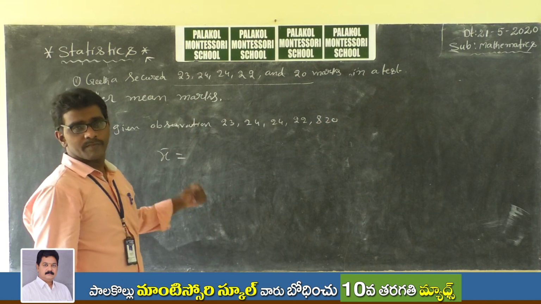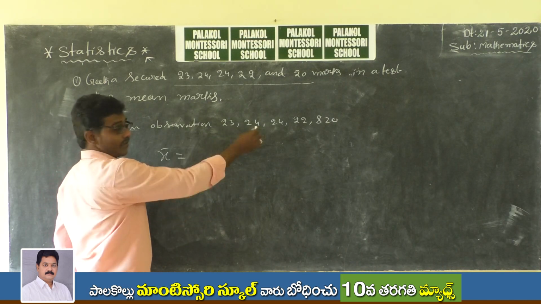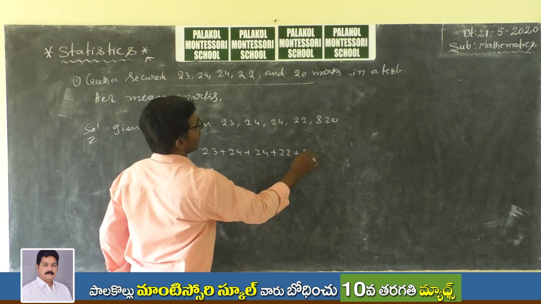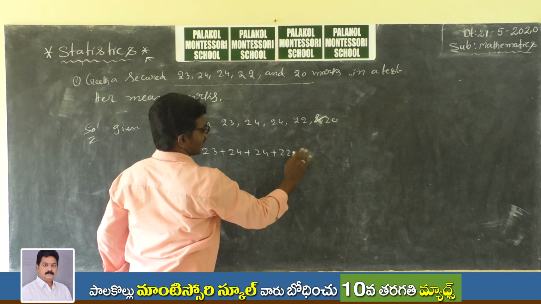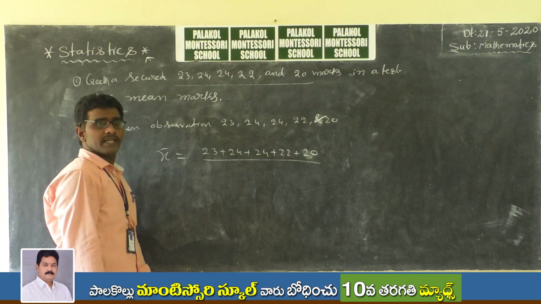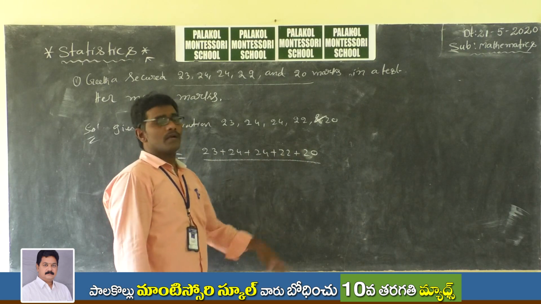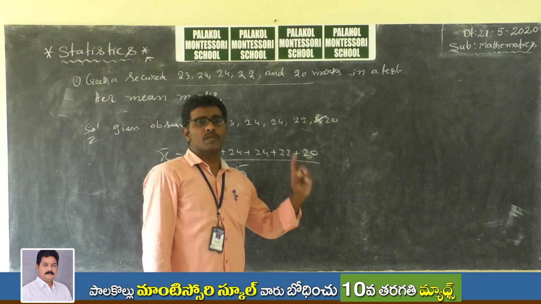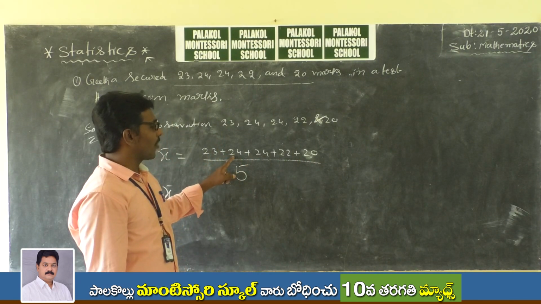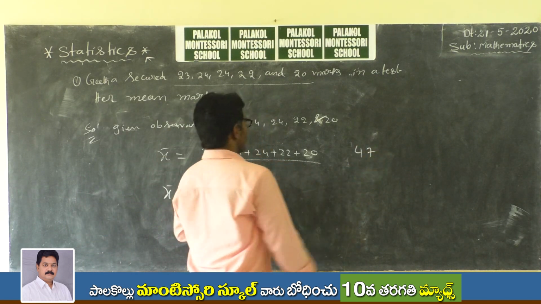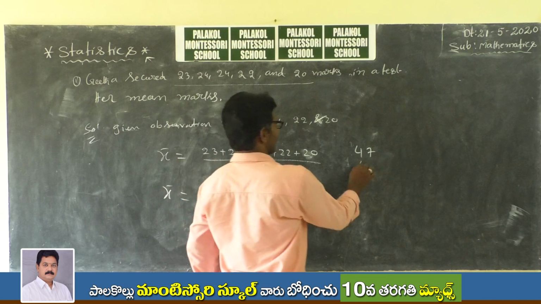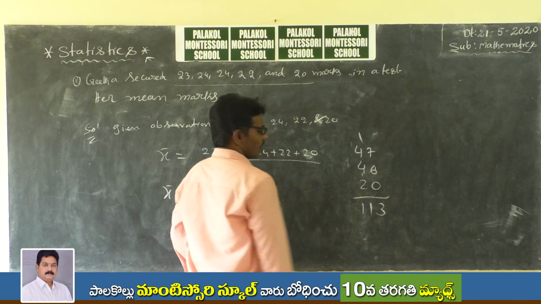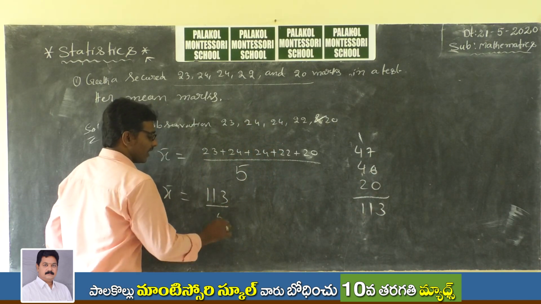Now find the arithmetic mean, represented by x bar. X bar is equal to the sum of observations, 23 plus 24 plus 24 plus 22 plus 20, divided by how many observations there are. 1, 2, 3, 4, 5. Five observations, so divided by 5. Adding all the observations: 23 plus 24 is 47, plus 24 is 71, plus 22 is 93, plus 20 is 113. So 113 by 5.